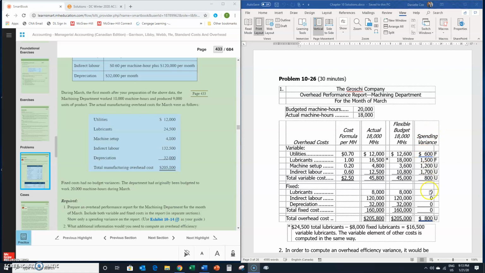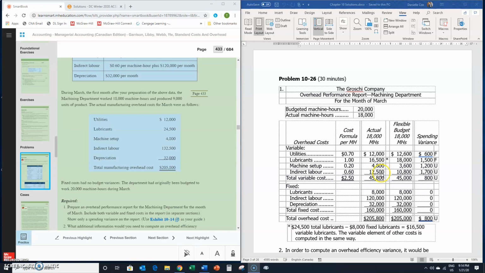Then we have to calculate our spending variance. So our actual number was 12,000. The budget allowed for 12,600, so we used 600 less than budgeted, so it's favorable. Or again, 12,000 minus 12,600 leaves you a negative number. So negative means favorable, so 600 favorable. Lubricants, our actual number here was less than the number allowed by our flexible budget, so it's favorable. Machine setup, we used more. Actual costs were higher than our flexible budget by $1,200, so that's unfavorable.